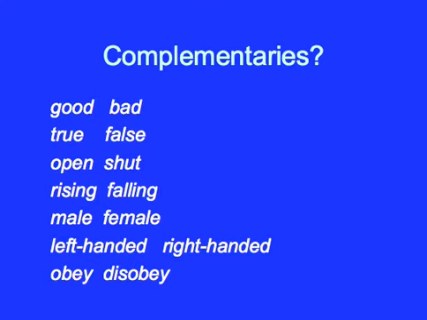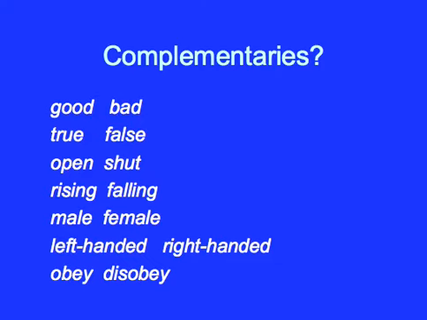Have a look at these. Are these complementaries or not? Good or bad? Okay, you can use the test neither good nor bad. Well, okay, fine, that's okay. That's what we call a gradable antonym. Okay, it can be quite good, very good, or it could be average. It was neither good nor bad, it was average.